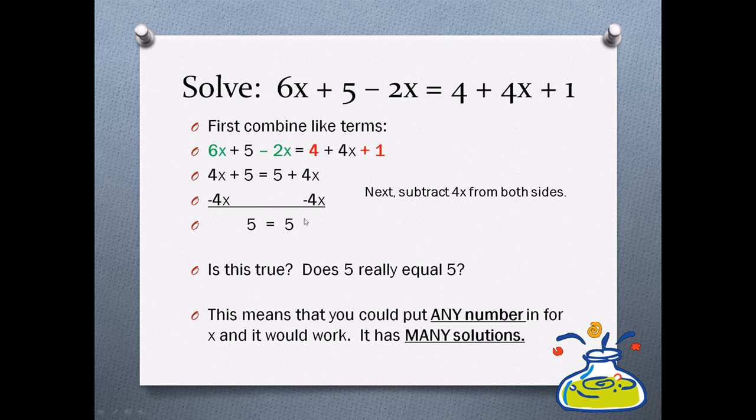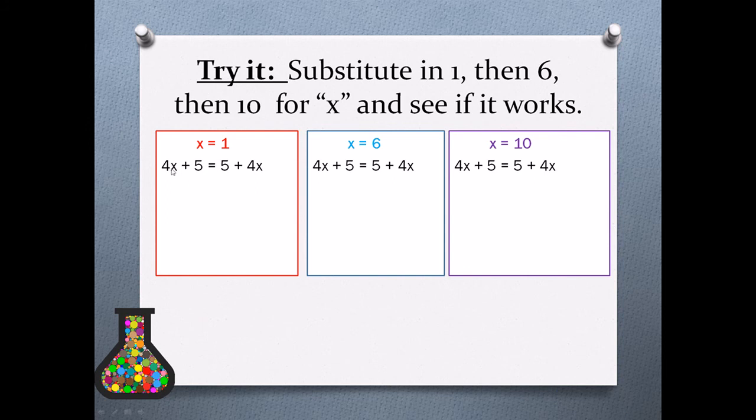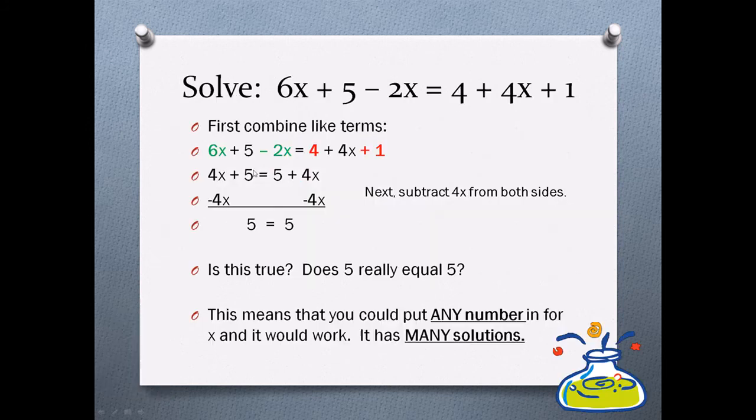But look, 5 equals 5, that's true. If you had solved this and it said 1 equals 1, well, 1 really equals 1. Or 73 equals 73. If it came out with a true statement, that means it has many solutions. Let me show you what I mean by that. Okay, so this is the equation we solved in simplified form. Just in case you're wondering, it's 4x plus 5 equals 5 plus 4x.